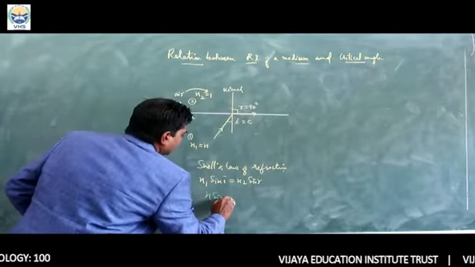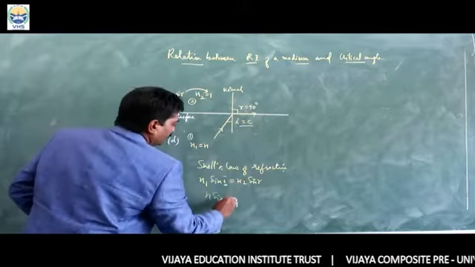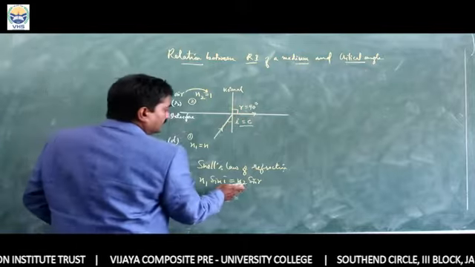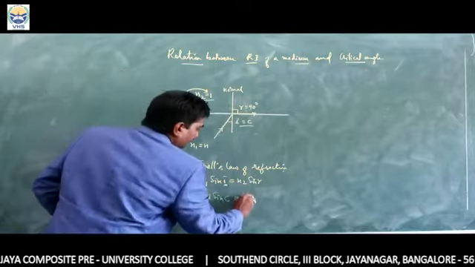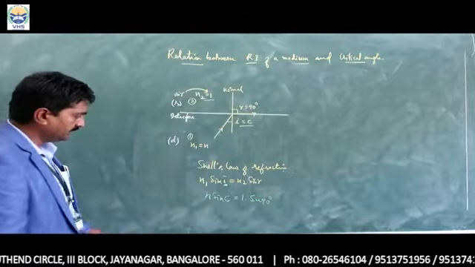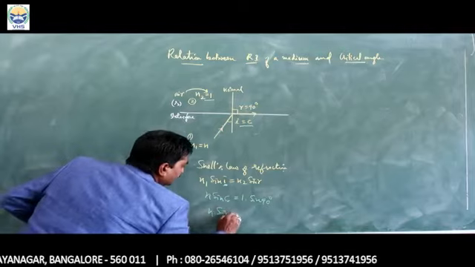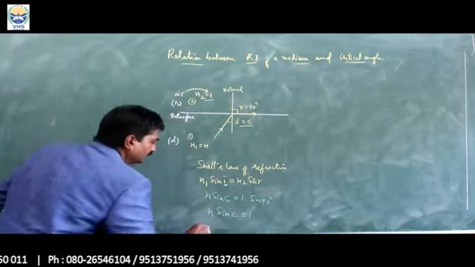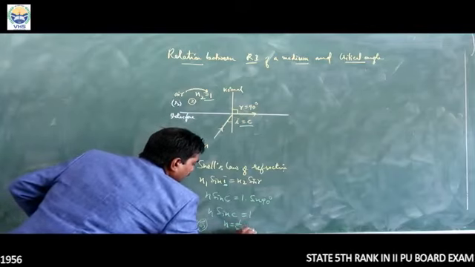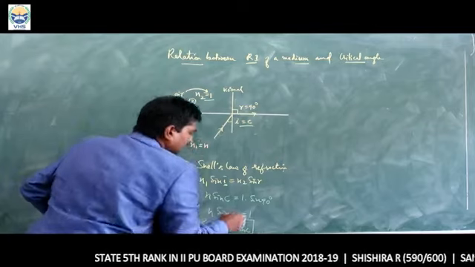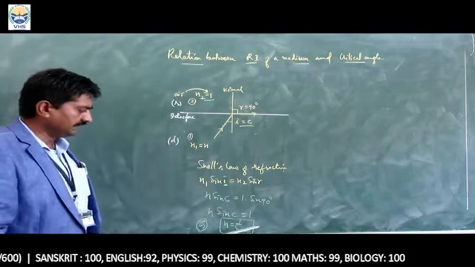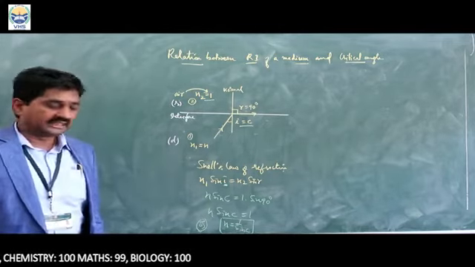N into sin angle of incidence, that will be equal to the critical angle: N into sin C is equal to N2, that is equal to 1 into sin 90 degrees. Sin 90 degrees is 1, therefore N into sin C is equal to 1. This can also be written as N is equal to 1 by sin C. This is the relation between refractive index of a medium and the critical angle for a pair of media. That is N is equal to 1 by sin C.